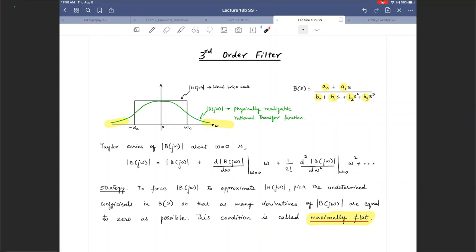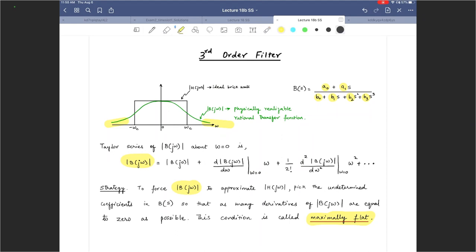So that's what I will need. Now the strategy is, in order to force |B(jω)|, this guy, to approximate H(jω), the ideal filter. If I want the green to become black, I'm going to pick the undetermined coefficients in B(s), A0, A1, B0, B1, B2, B3, so that as many derivatives of B(jω) are equal to 0 as possible.